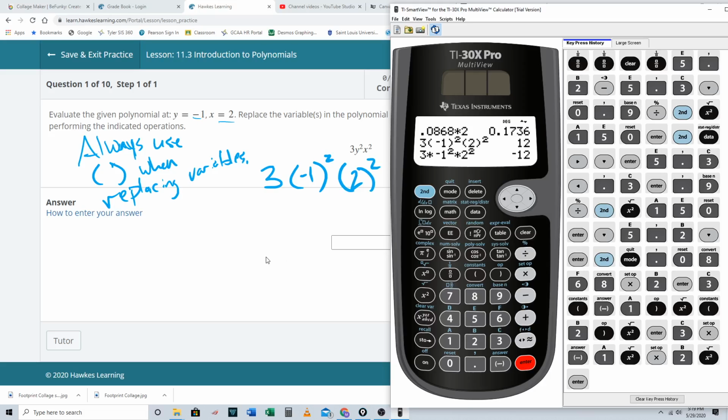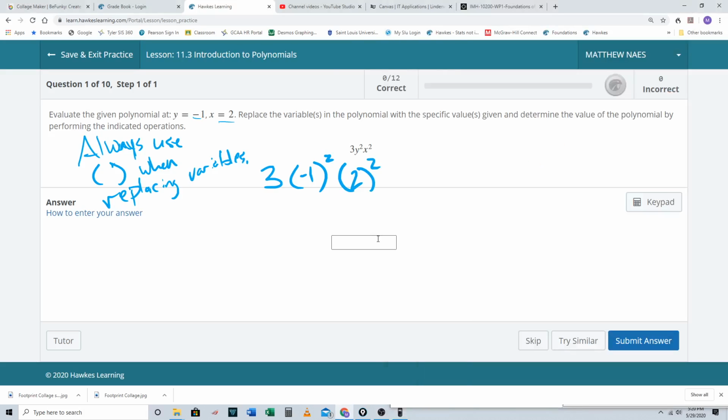So which one do you think is right? The first way, because it's the way I told you to do it. Put in parentheses. That's why if you get things wrong, it's because you're not putting things in parentheses on your calculator when you square, especially when you're squaring negatives. The answer is 12.